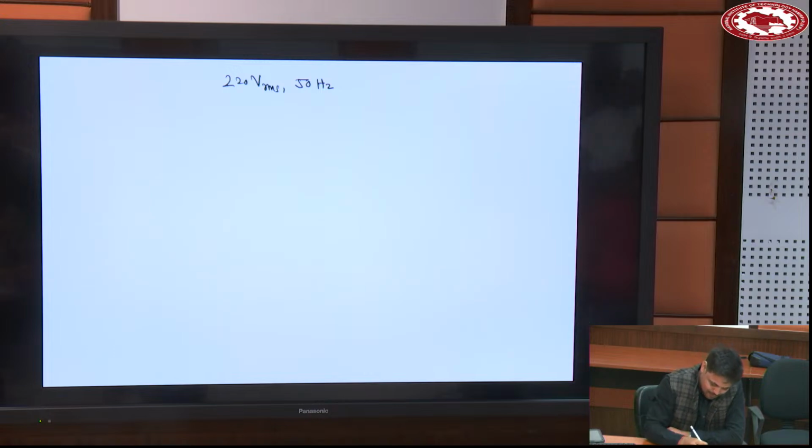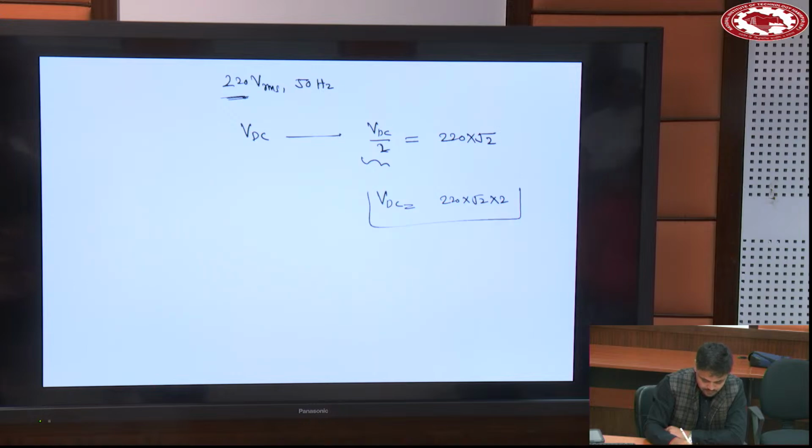Actually, out of VDC, VDC by 2 is the peak value of the sine wave. I am asking about the RMS value of 220 volt. So out of 220, what will be the peak value? Multiply by root 2. So this will be actually 220 root 2, and then VDC is calculated. This is the minimum VDC you require to produce that AC signal.